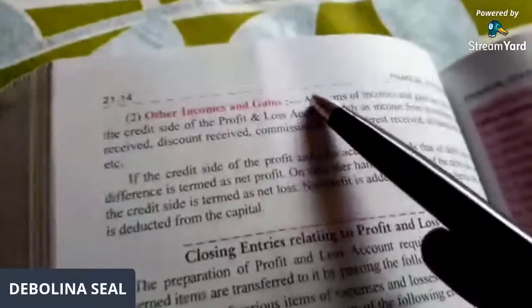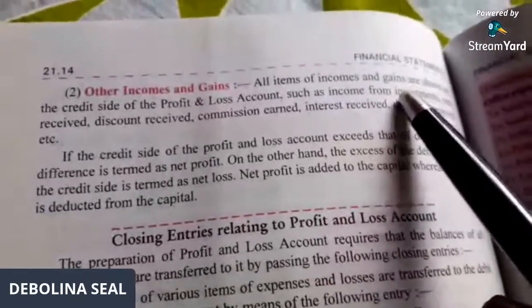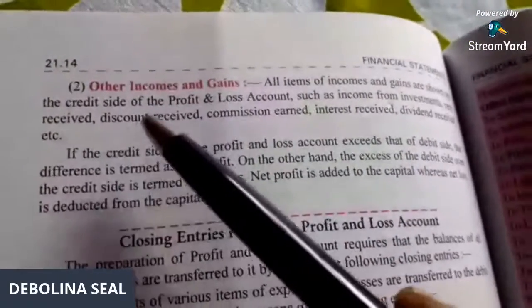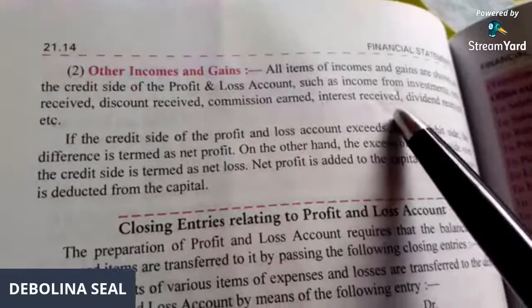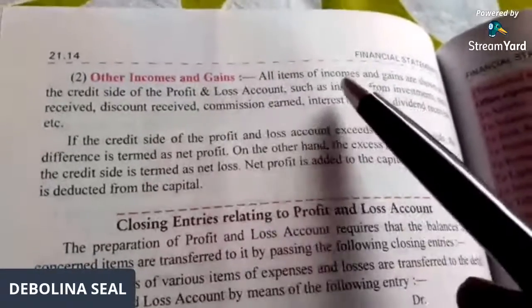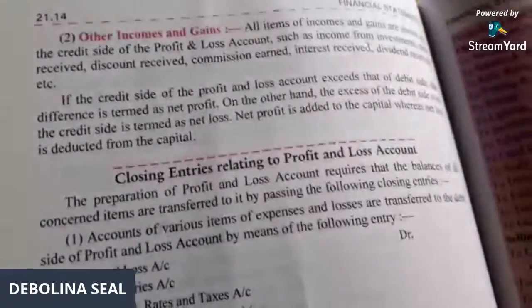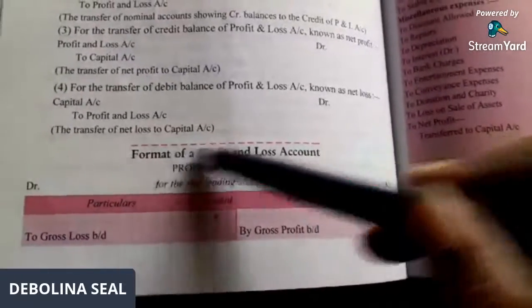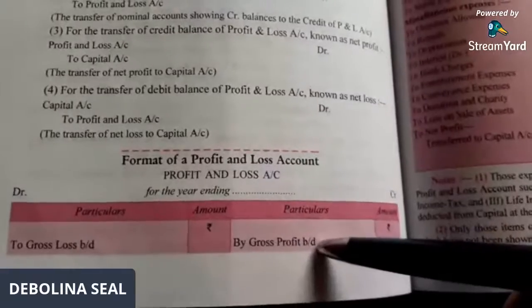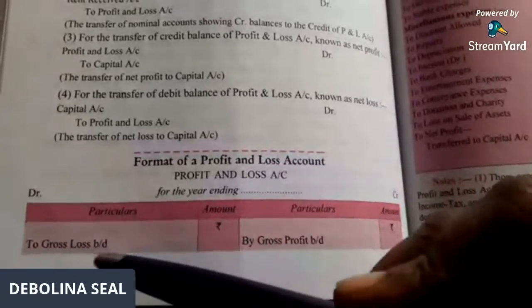What are those indirect incomes? Very few incomes are there: income from investment, rent received, discount received, commission received, and interest received. Now look at the format. Just remember that on the credit side you write gross profit b/d, and if you have ended the sum with gross loss, you record it on the debit side. Done.